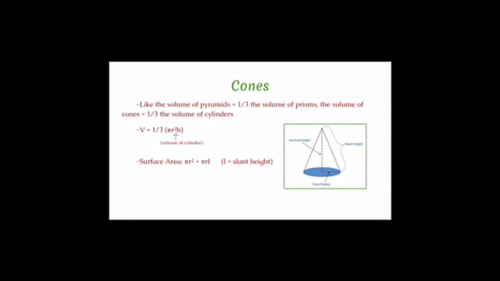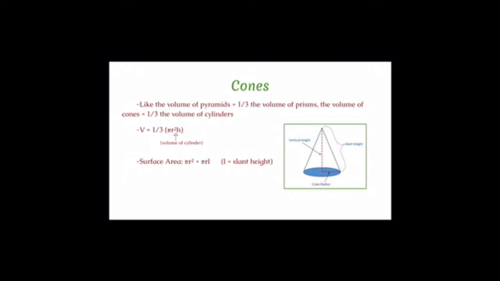Okay, cones. So just like the volume of pyramids equals 1/3 the volume of prisms, the volume of cones equals 1/3 the volume of cylinders. So volume equals 1/3 pi r squared times height, where the part in parentheses is the volume of the cylinder. And the surface area equals this, and you might be wondering, what's L?